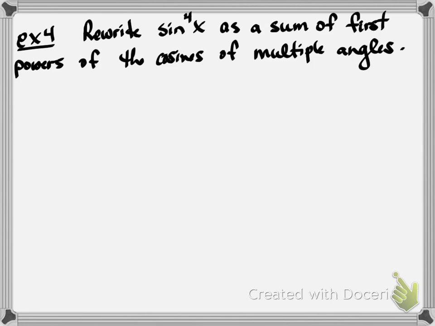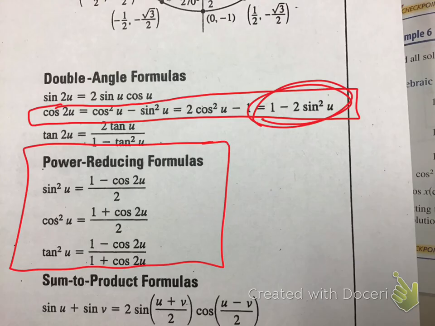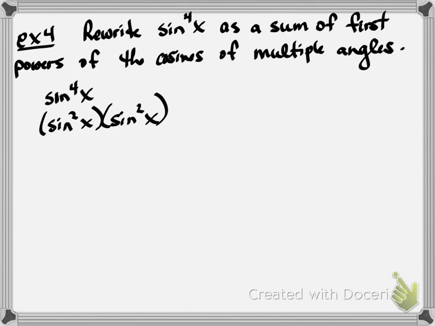Okay, so first off, let's just say I don't have a way to reduce a fourth power, but if I change that to sine squared x times sine squared x, then I could use this new power reducing formula, and instead of sine squared, we could do this formula: 1 minus cosine 2x over 2. So 1 minus cosine 2x over 2 times 1 minus cosine 2x over 2.